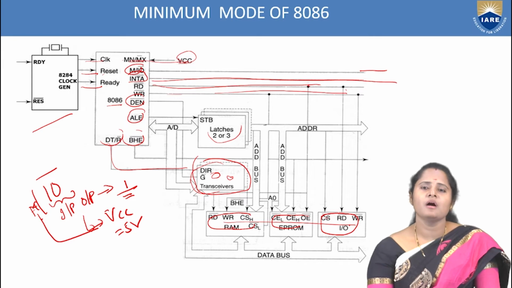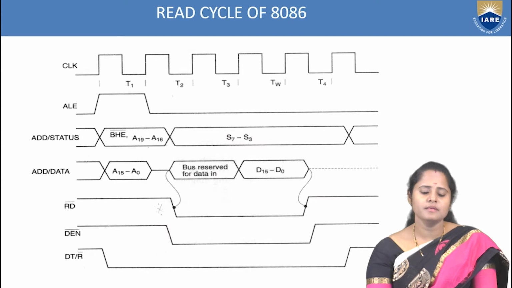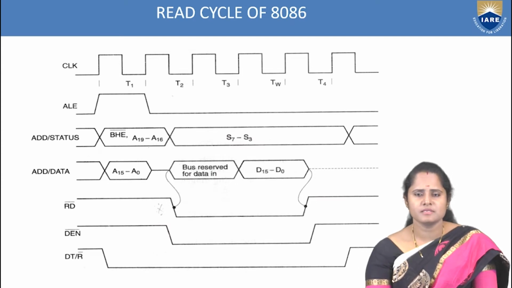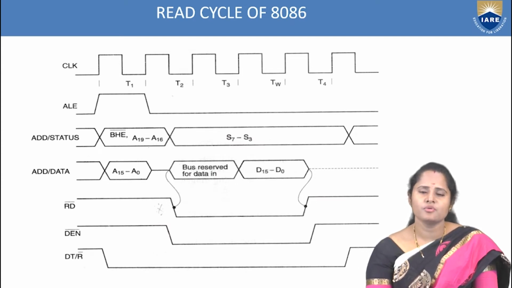So this is how our architecture of the minimum mode looks. Here, how is the read signal done? How is the read signal of 8086 done?